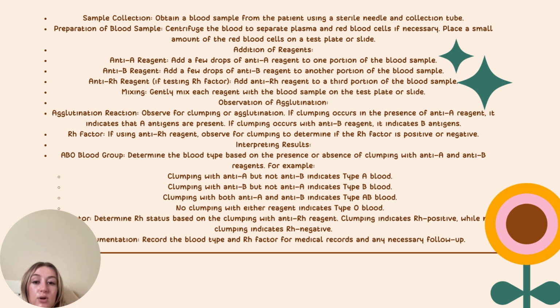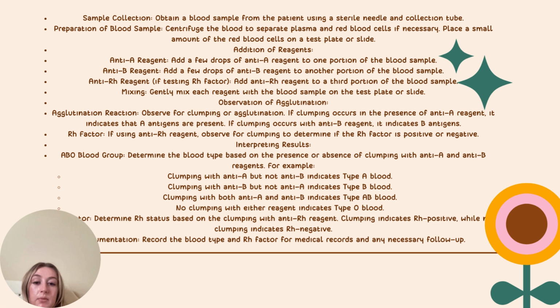And then with the RH factor, if using an RH reagent, observe for clumping to determine if the RH factor is positive or negative. For results, determine the blood type based on presence or absence of clumping. Clumping with anti-A but not B indicates type A blood. Clumping with anti-B but not anti-A indicates type B blood. Clumping with both anti-A and anti-B indicates type AB, and then not clumping with either indicates type O. For the RH factor, clumping with the anti-RH reagent indicates RH positive, while not clumping indicates RH negative.